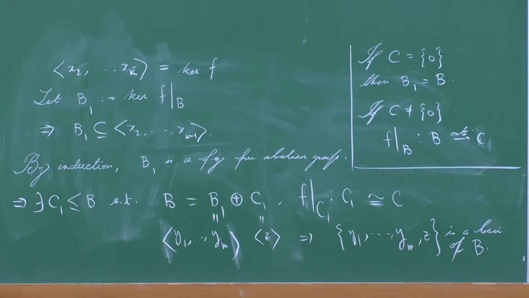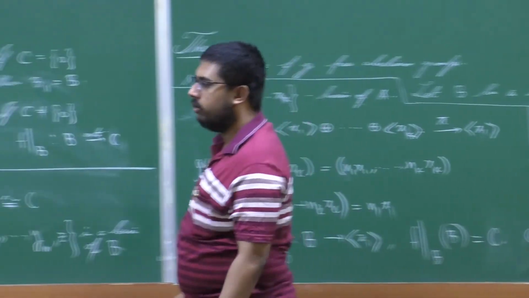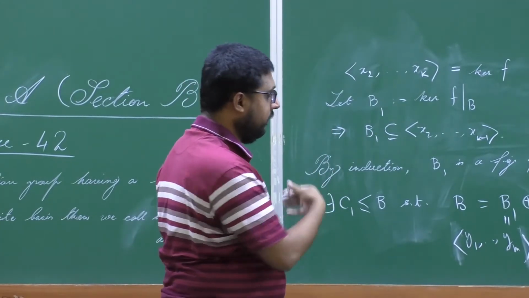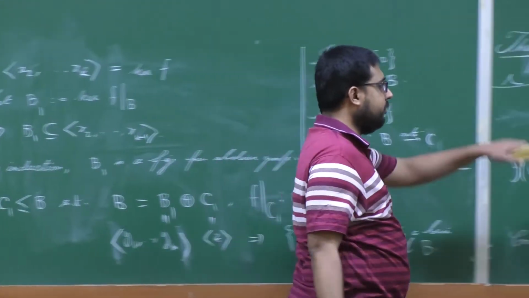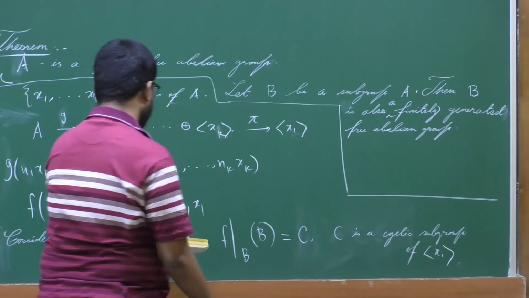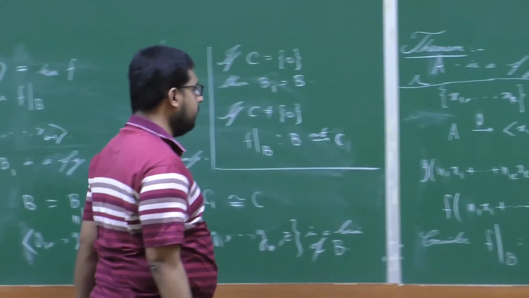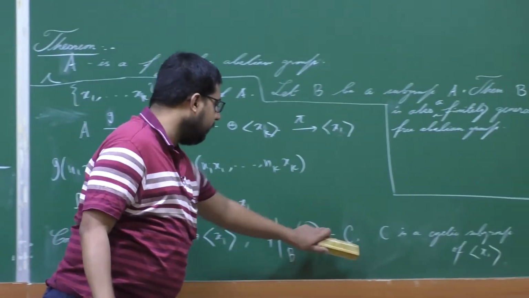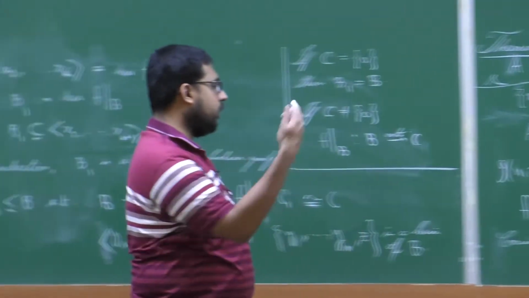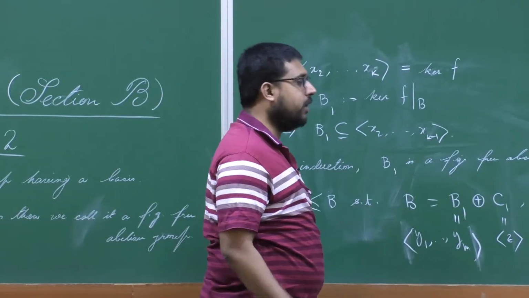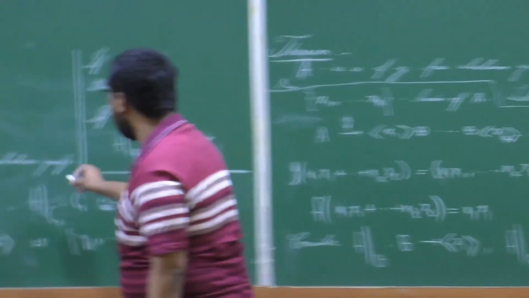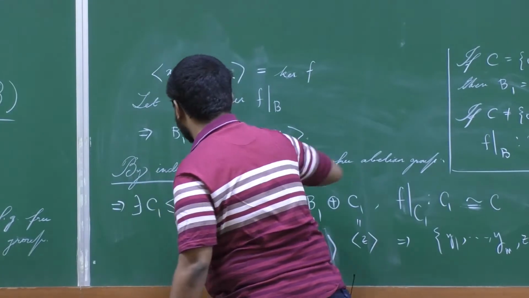Thus by induction we have proved that for any finitely generated free abelian group, any subgroup will also be finitely generated and free. So what was the argument? The argument was very simple: we consider this projection and then restrict it. Once we see the kernel becomes a finitely generated free abelian group, we have two cases. This is what we got by induction.